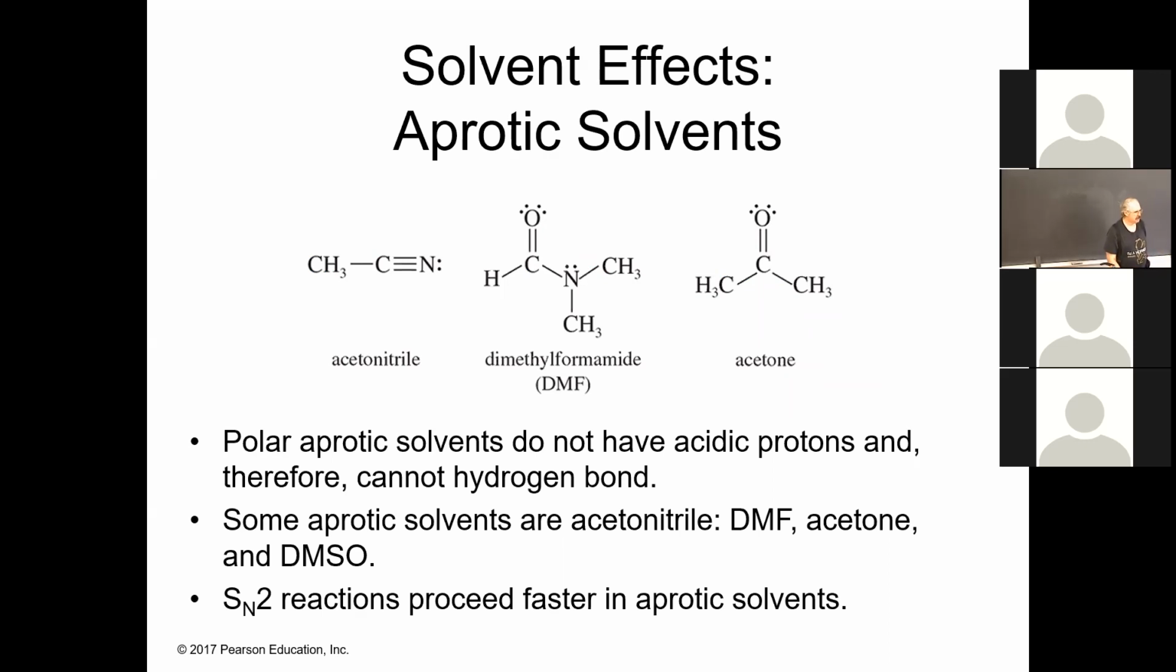These are some examples of aprotic solvents. This one is acetonitrile. We have in the middle dimethylformamide, or DMF, and then acetone. And then there's some others that are listed here. DMSO, dimethyl sulfoxide. Dimethyl sulfoxide looks a lot like acetone, except this middle carbon is replaced by a sulfur.